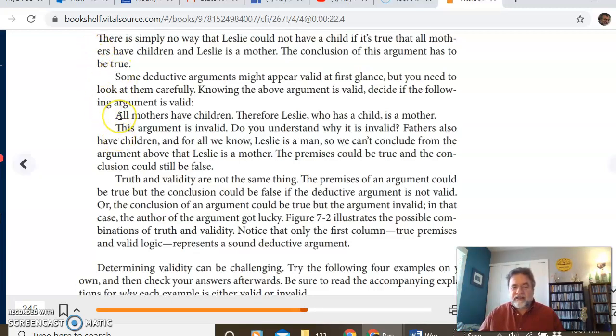But here, this is not valid. Same major premise, all mothers have children. Therefore, Leslie, who has a child, is a mother. So we conclude that this is true, but it's not valid because there can be more than one answer. Leslie may have a child and not be a mother. Leslie could be a dude.